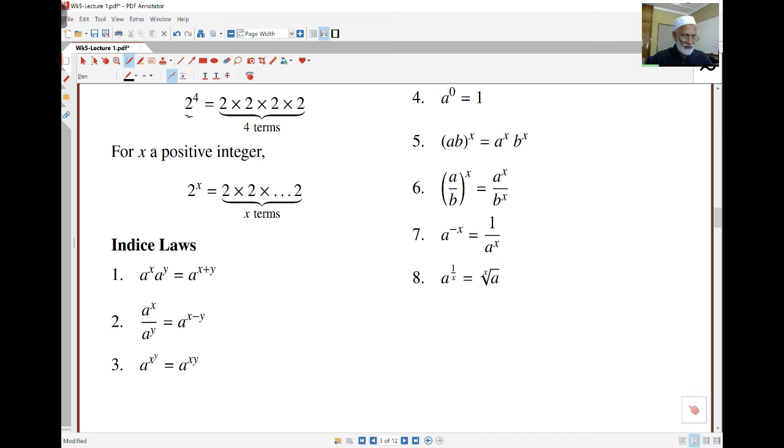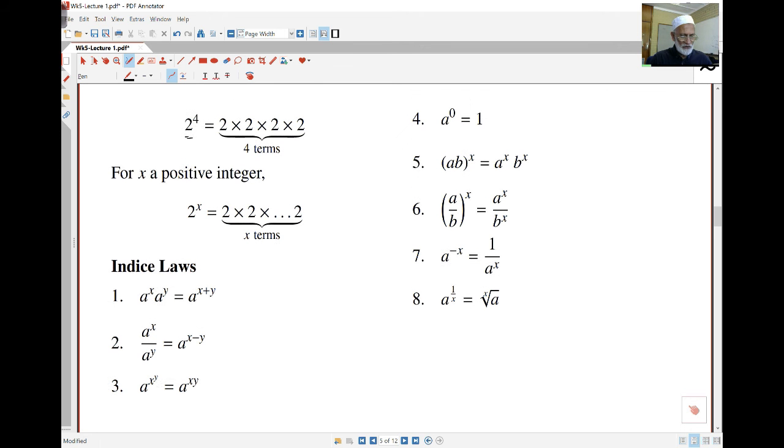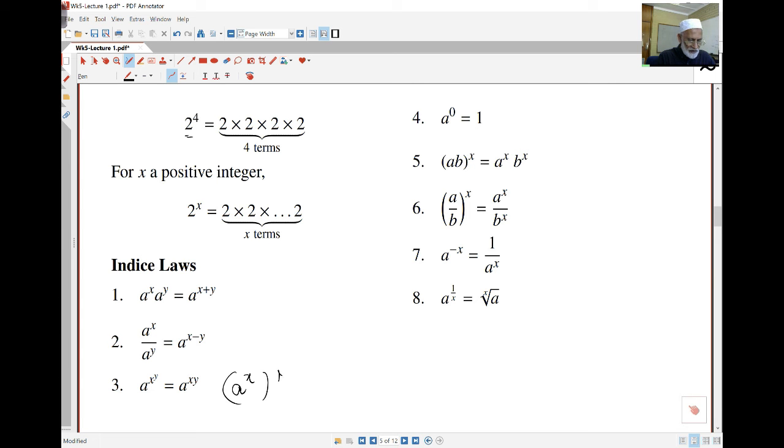The laws here are fairly obvious in many senses, but let's have a look at them to make sure we understand them. The first is, if I have a to the x times a to the y, that becomes a to the x plus y. A to the x divided by a to the y becomes a to the x minus y. If I have a to the x then to the power y, I can write that as a to the x and then to the y. That's the same as a to the x times y.